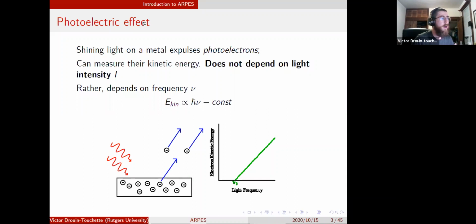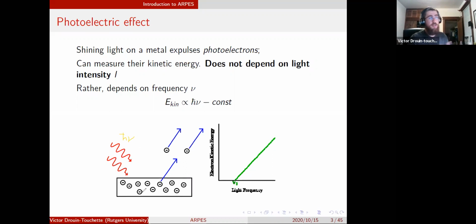And this does not depend on the intensity of the ray of light that you shine on it, but rather only on its energy, h bar nu, nu being the frequency. So if I shine light onto this material, I will eventually collect a certain intensity of electrons being carried out.